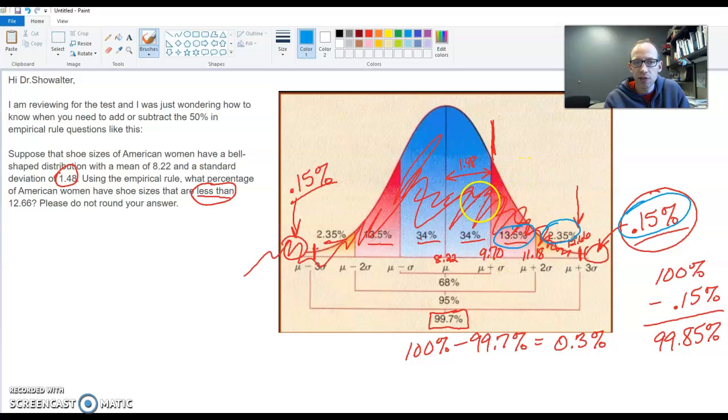So whether or not you need to add or subtract the 50% is typically whether or not you're going to the left or to the right. But I think if you draw it out, it makes much more sense than trying to kind of guess whether or not to add or subtract the 50% there using the charts.